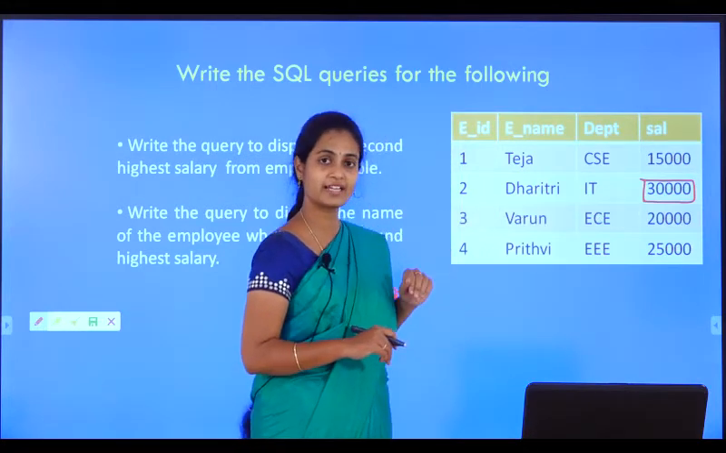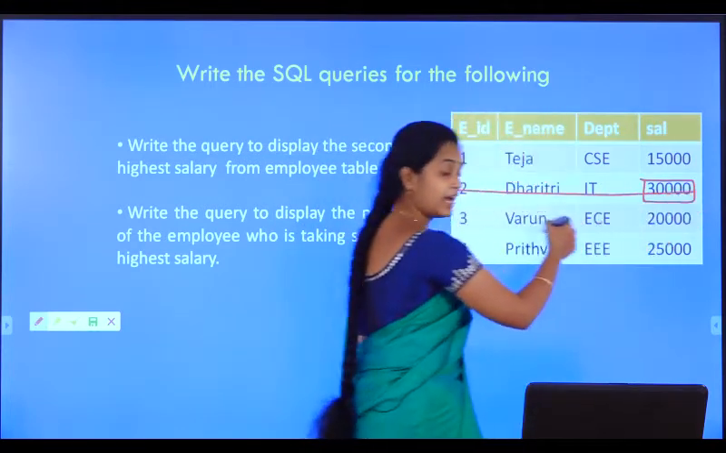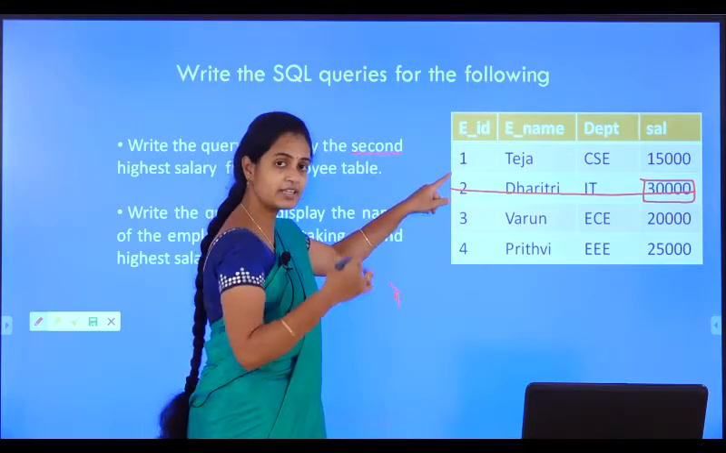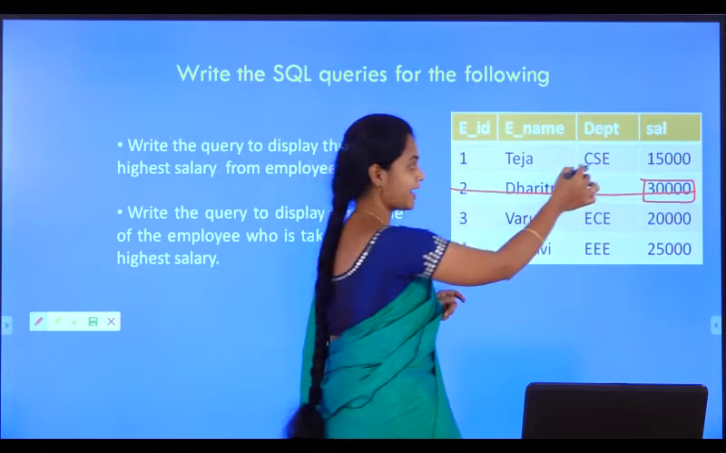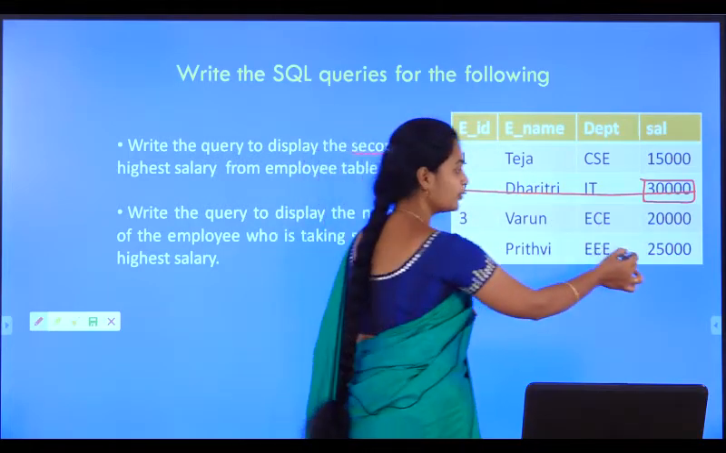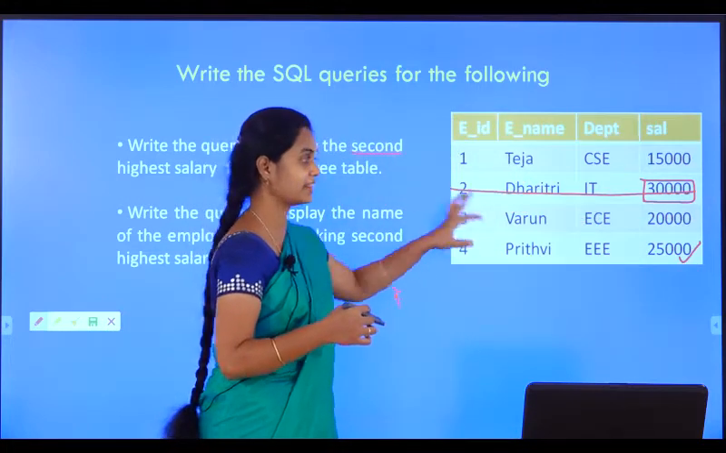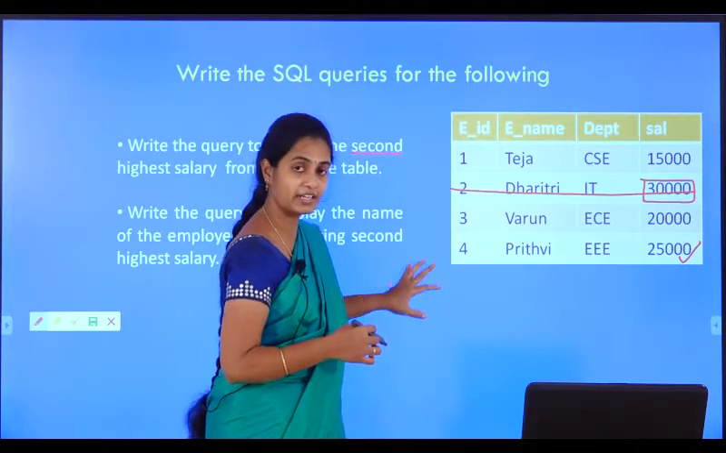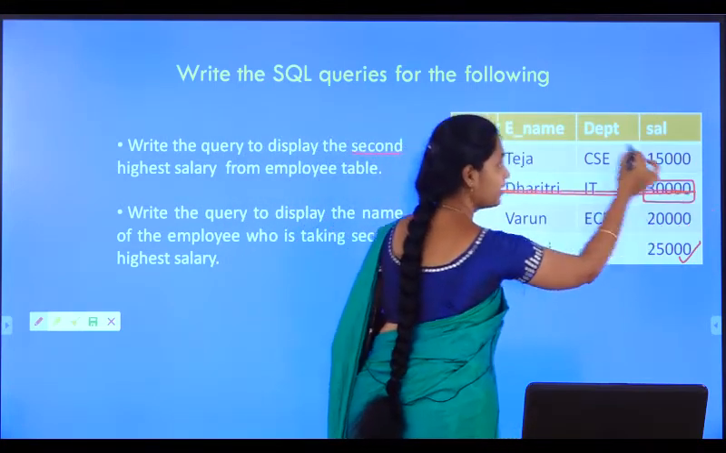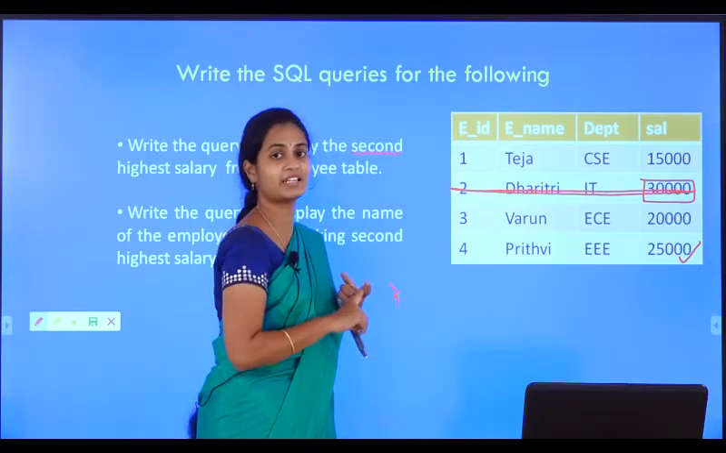Who is drawing the highest salary? If you exclude this one, I need the second highest. After this, if I run the maximum function in the database again, do I get the second highest salary? Yes, of course I will get the second highest salary. What do I need to do here? You just need to exclude this tuple from the entire database to get the next highest salary.